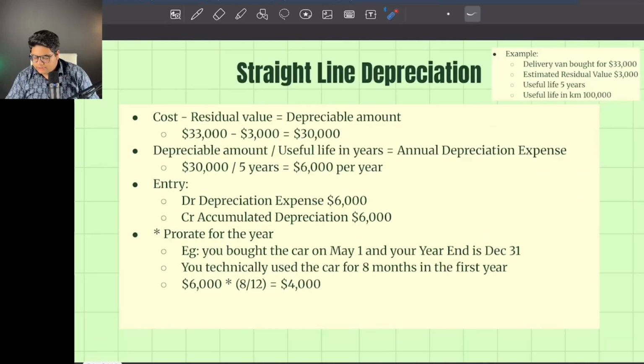So straight line depreciation. I just took this example and put it in the top right corner for easy access. First we need to determine the depreciable amount, the total amount of dollars that we can write off for depreciation.